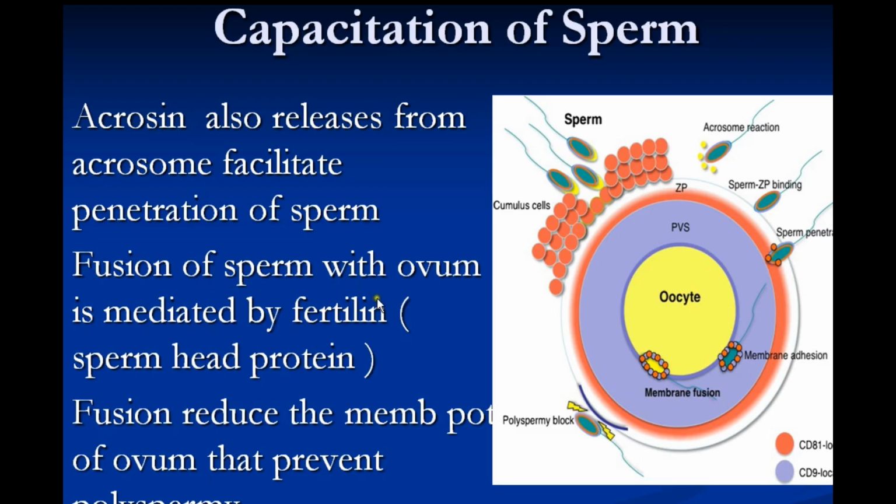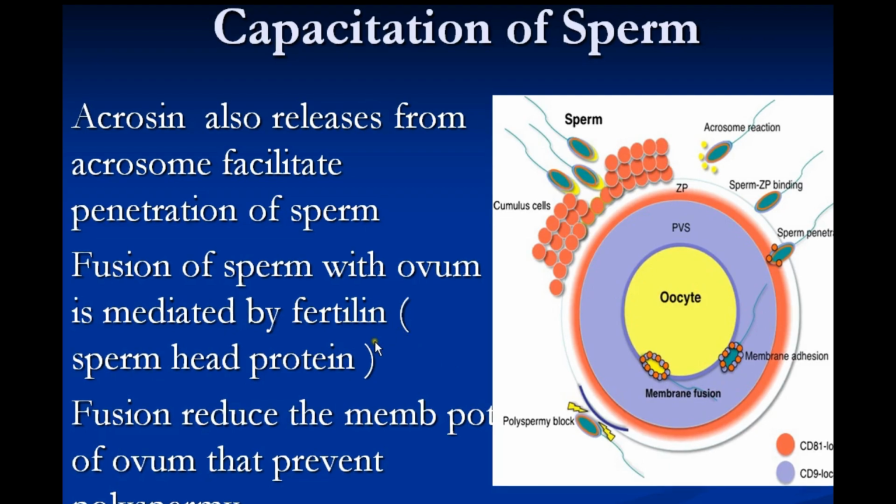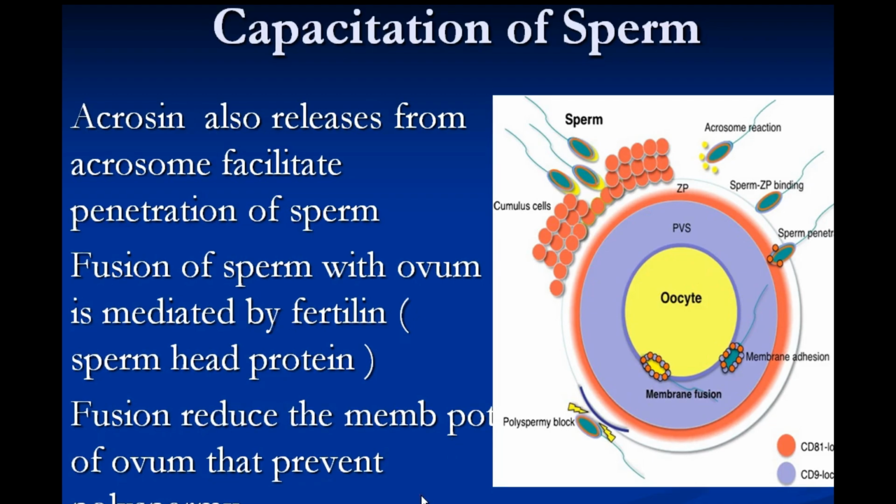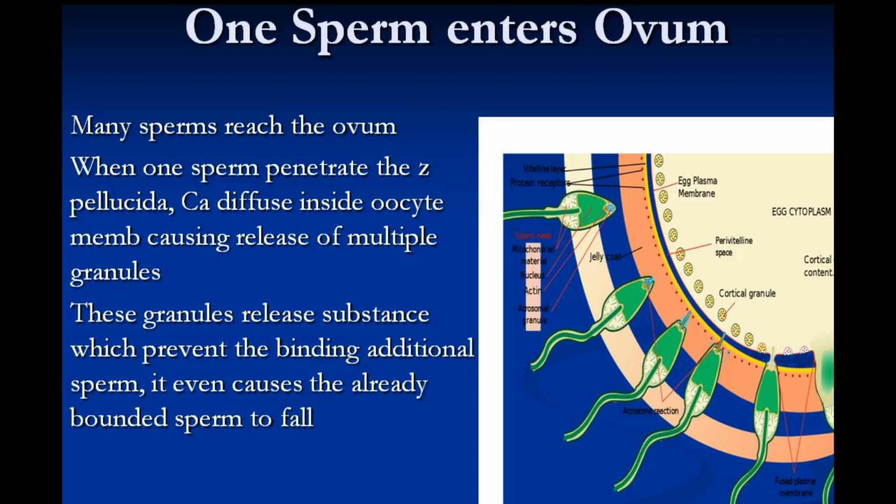Fusion of the sperm with the ovum is mediated by another protein called fertilin, which is released from the sperm head. Fusion reduces the membrane potential of the ovum, which prevents polyspermy. In more than 99% of cases, only one sperm enters the ova.